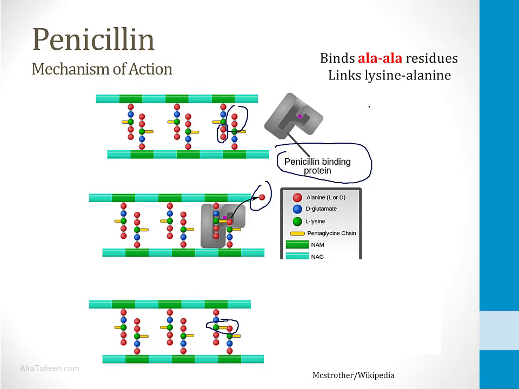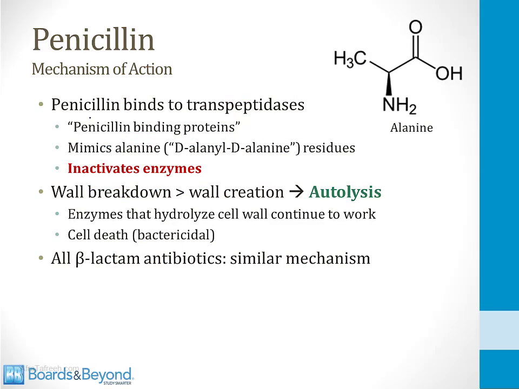So the key points I've highlighted at the top of the screen are what you want to remember about the mechanism of action of these transpeptidases: they bind alanine residues and they link lysine to alanine residues to cross-link the cell wall. Once you understand that, it's very easy to understand how penicillin works. It binds to transpeptidase enzymes. As I told you before, these enzymes are also called penicillin binding proteins.